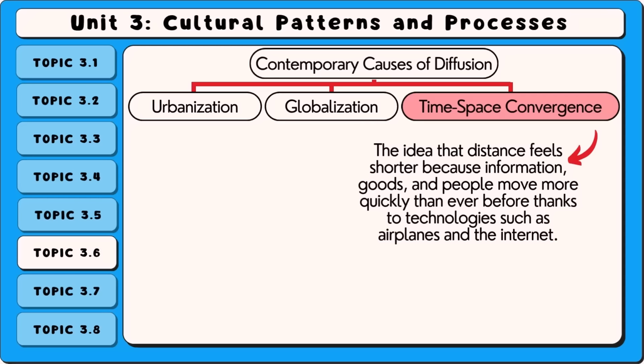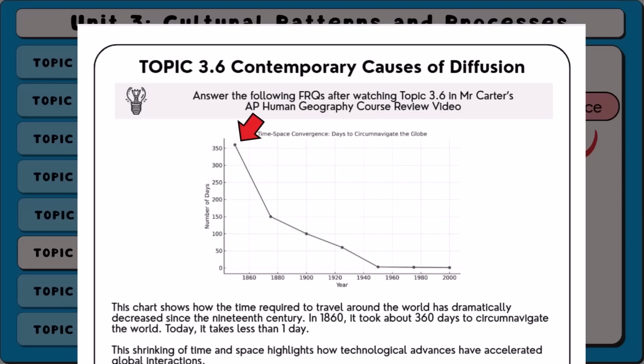For example, check this chart out, which is the stimulus chart for this lesson's free response questions. In 1860, it took 365 days to travel around the world. Today, a plane can fly around the world in less than 24 hours. This shows how everything feels closer and faster to access today than ever before. There are three major cultural effects of time-space convergence that we need to know about for AP Human Geography: cultural convergence, cultural divergence, and language change.